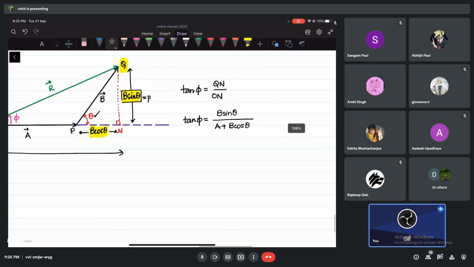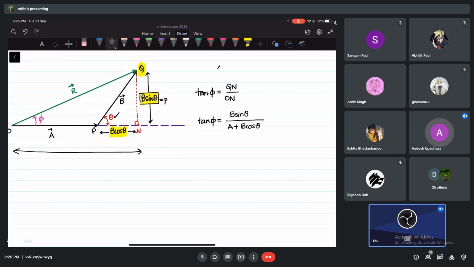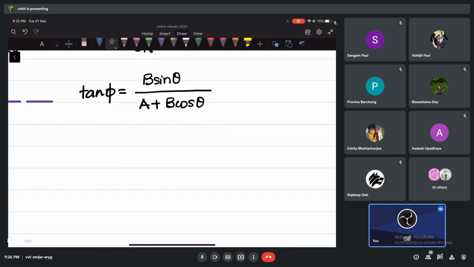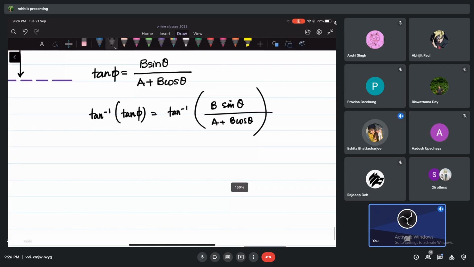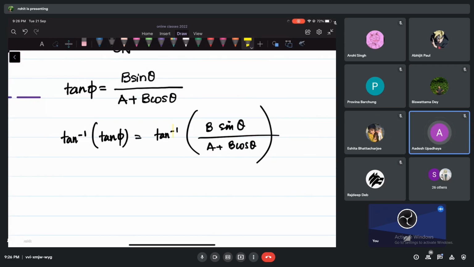Now don't forget, what are we looking for? We're looking for direction. Are we looking for tan phi or phi? Phi, sir. How to get phi from here? I can use tan inverse on both sides. Tan inverse tan phi equals tan inverse of B sin theta by A plus B cos theta. Did you understand what I did just now? I have used tan inverse on both sides. We can do this, I think you know, right?